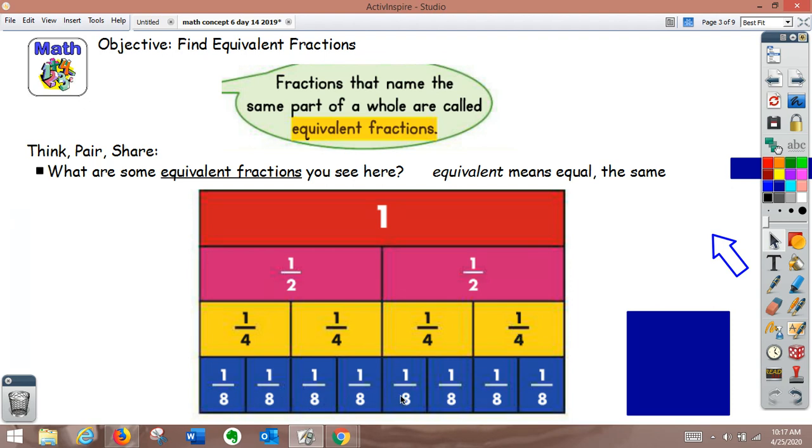1, 2, 3, 4, 5, 6, 7, 8. See, they're all 8s. That means this is divided into 8 parts, and 8 of them are equivalent to 4/4, equivalent to 2 halves, equivalent to 1 whole.